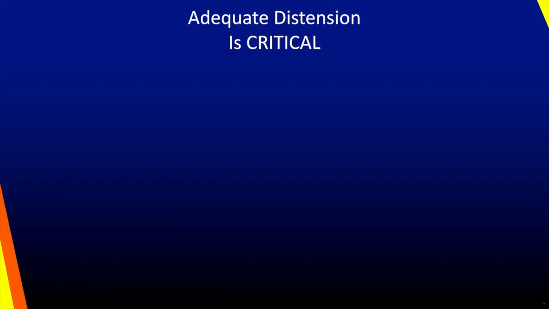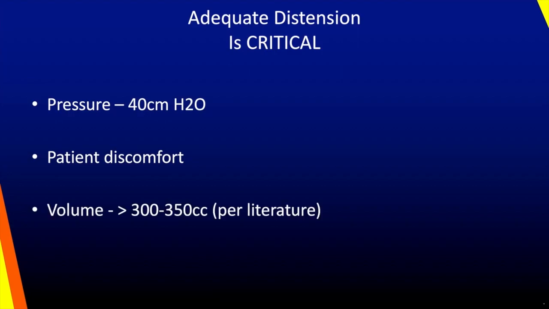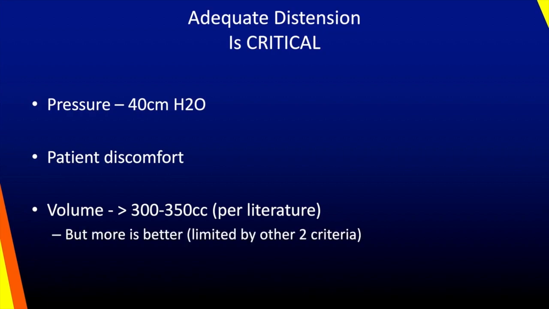Now adequate distension is critical. We need to generate a pressure of 40 centimeters of water, and we can do this by hanging the bag of contrast 40 centimeters above the bladder and letting it run in until it stops flowing. We may have to stop earlier if the patient becomes uncomfortable due to distension of the bladder. And in the literature, they say that a volume of 300 to 350 cc's is enough, but we believe that more is better unless it's limited by the other 2 criteria, and we just let the bag keep running.